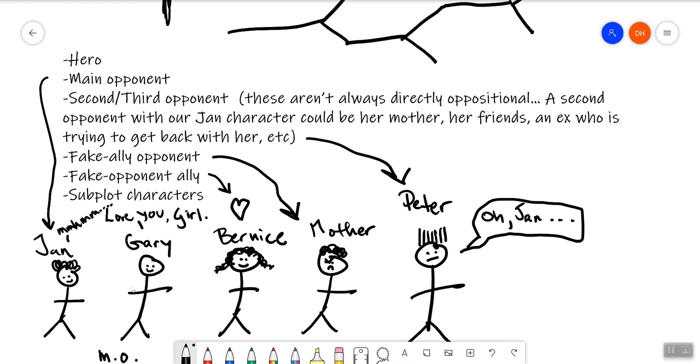And that opponent here, it's all about strife. It's all about conflict. It's not that he's going to fight her or something, or even necessarily fight Gary. This is about setting up character structure in terms of potential conflict, okay?